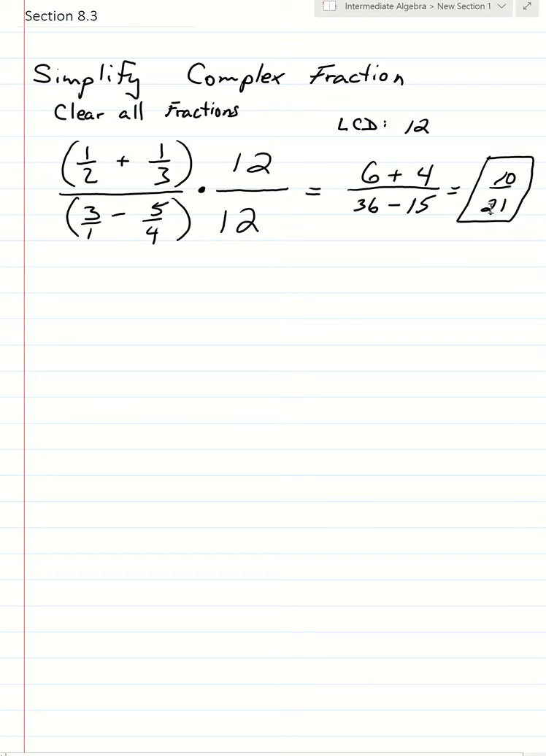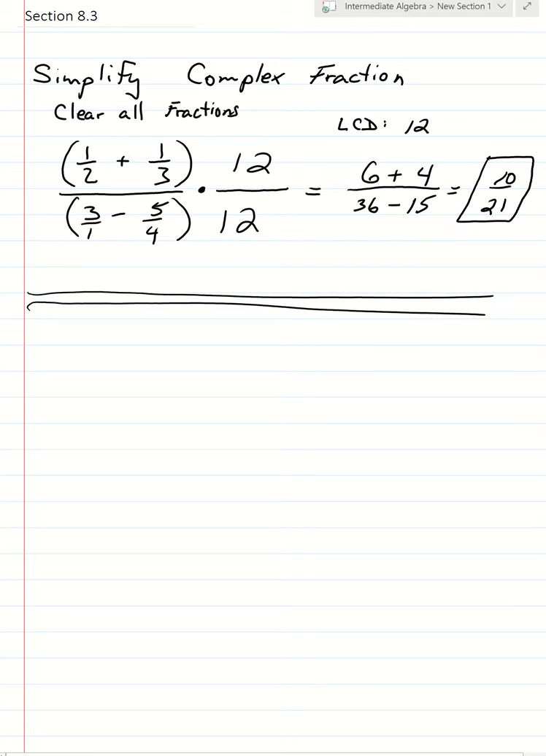Now we're going to do a similar approach when it comes to the algebraic fractions. For example, let's take 2 over x plus 1 over x plus 6 over 4 over x plus 6 minus 1 over x.